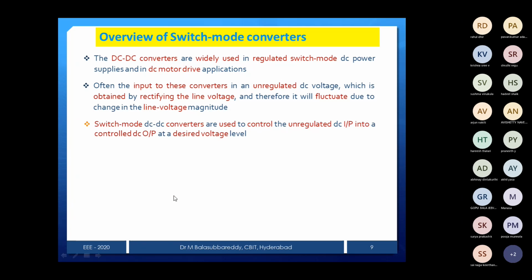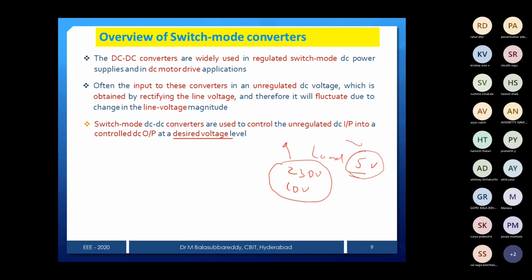And these switched mode DC to DC converters are used to control the unregulated input and control the output voltage. That means whatever may be the input, our desired voltage must be maintained constant by the switched mode converter. Whatever voltage you need on the load side, say 5 volts, even if the input may be 220 volts or 230 volts or 10 volts, whatever the input voltage, you need to maintain the output voltage constant. That is one of the ways.